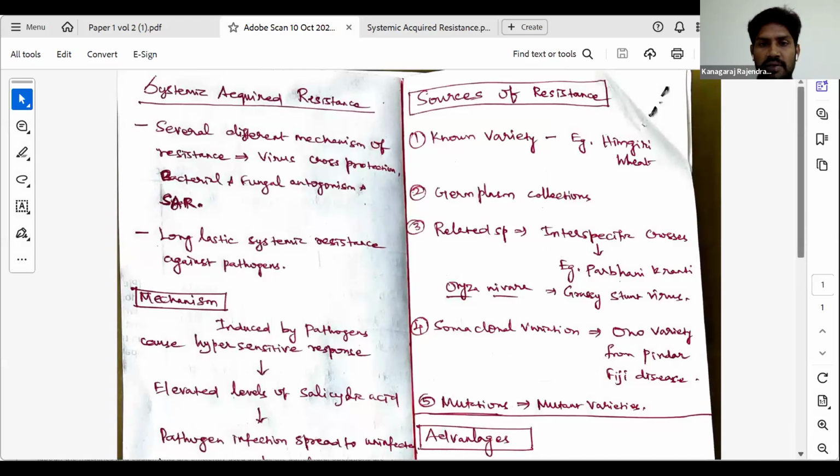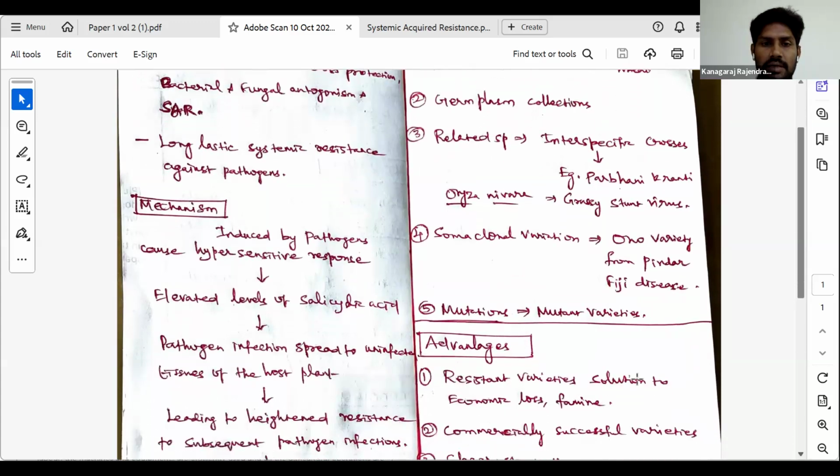The systemic acquired resistance. I have taken only the key points. So what is the definition for the SAR? Shortly, it's called SAR. This is a keyword actually: long-lasting systemic resistance against pathogens.